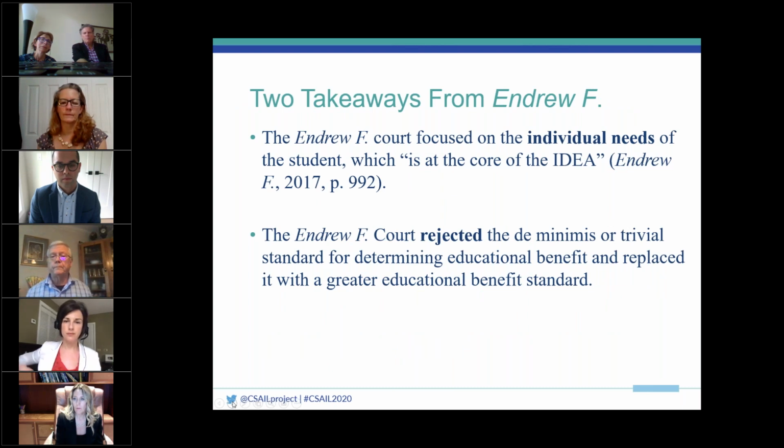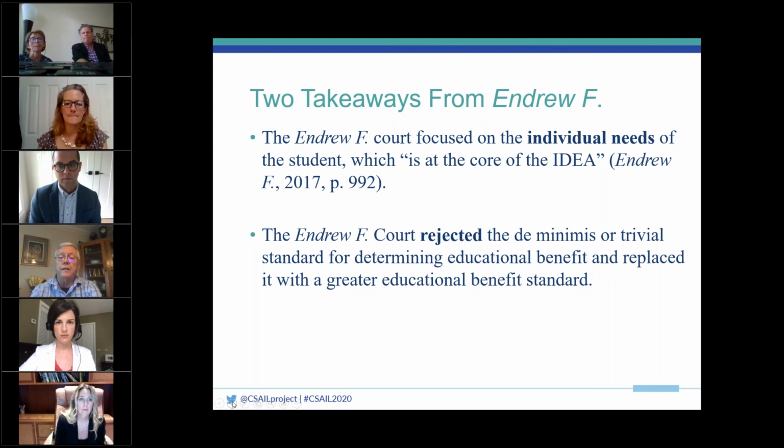Two takeaways from the Andrew F. decision in developing a FAPE. Number one, the Supreme Court focused on the individual needs of a student, which is at the core of the IDEA. And number two, the Andrew F. Court, the Supreme Court, rejected the so-called de minimis or trivial standard for determining educational benefit, which is necessary for a school district to meet the FAPE standards. And this new, greater standard is: progress appropriate in light of the student's circumstances.